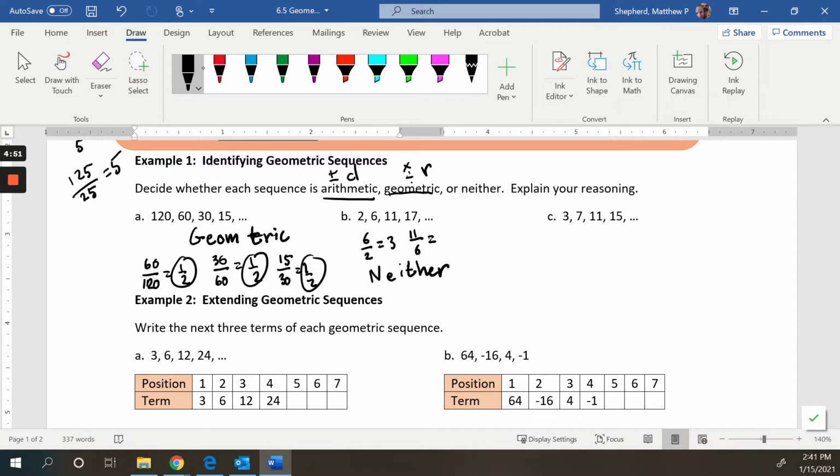Okay. Next, let's go ahead and check for arithmetic. We'll use our subtraction. So 7 minus 3 is 4. 11 minus 7 is 4. 15 minus 11 is 4. By doing our subtractions, we notice we got the same number each time. This is a common difference. So because we have a common difference, this is arithmetic.